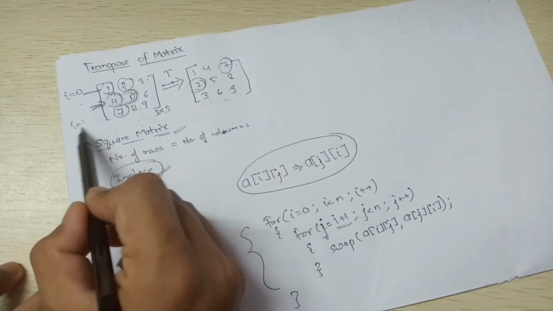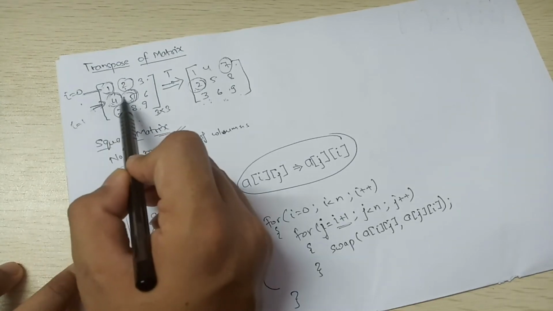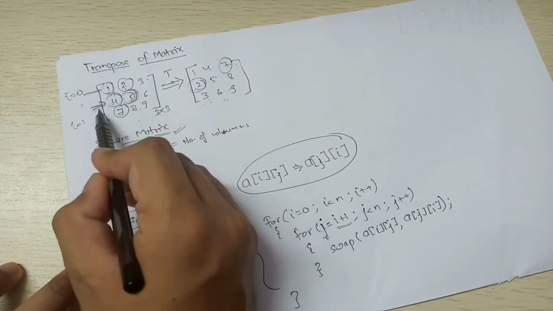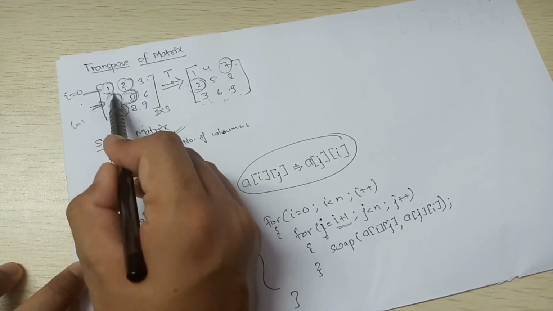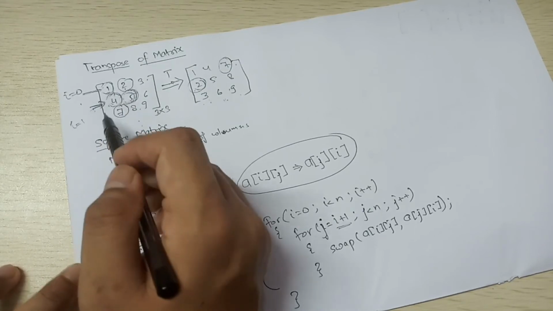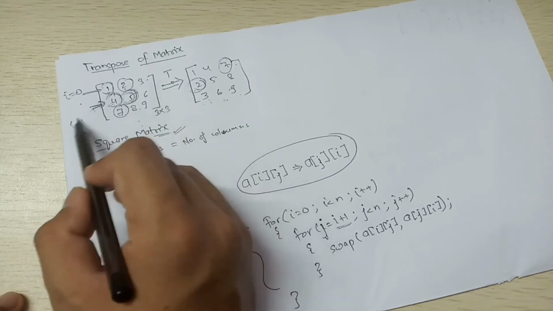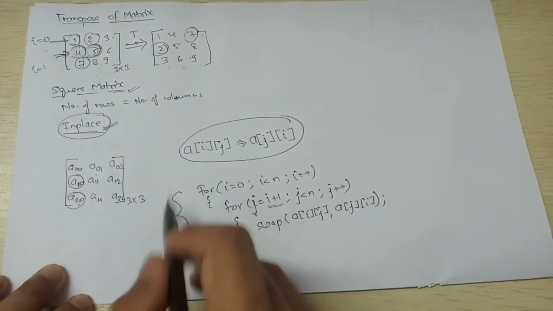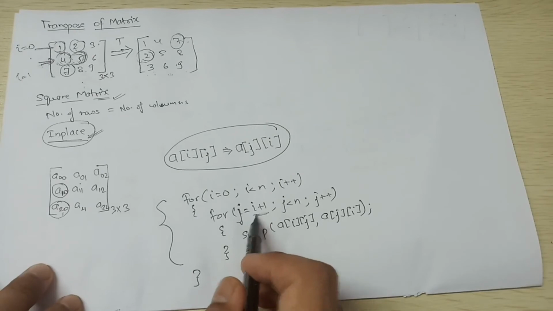When i is 1 for this, then j will become i plus 1. So the j will start from this position, not from this position. If it starts with this position only, then it will swap it again, and the swap effect will not take place because of this. So j will start with i plus 1 only. This is the reason we start the inner loop with i plus 1.